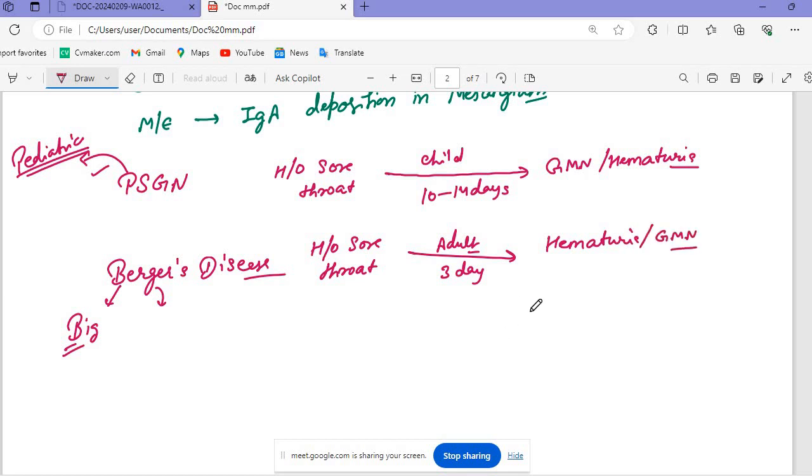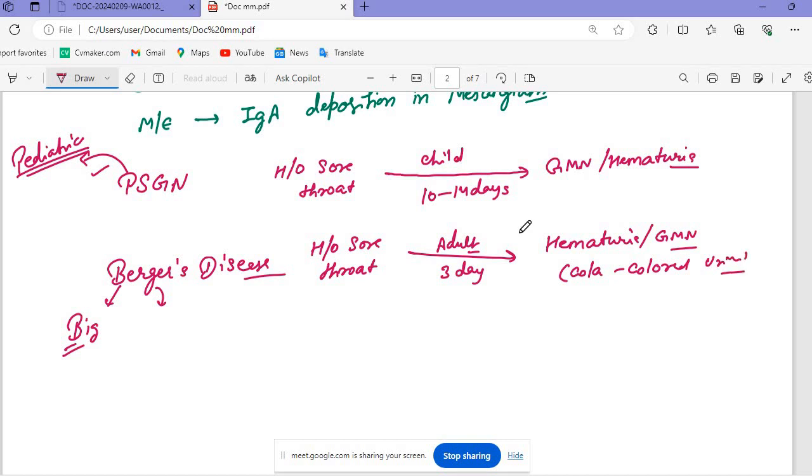You need to understand this. Maybe in the question they will give you the age of the child, and after 10 to 14 days the patient is having hematuria. And in the case of Berger's, if they give you IgA deposition, history of sore throat, and after 3 to 4 days the person has cola colored urine, they will not say hematuria directly. So what will be the disease? That is Berger disease.